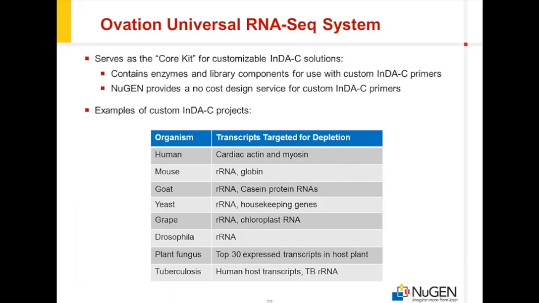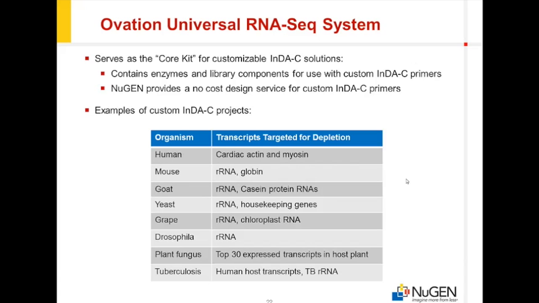And the way we've made this technology available to researchers for non-human species, if you will, is through the development of the Ovation universal RNA-Seq system. So if you remember the workflow that I illustrated in earlier slides, what this system provides is essentially all the reagents, all the enzymology required to produce RNA-Seq libraries, with the exception of the InDA-C primers themselves. So NuGEN provides a no-cost design service where we will work with researchers to design specific InDA-C probes to the transcripts of interest as well as the species of interest for your research.